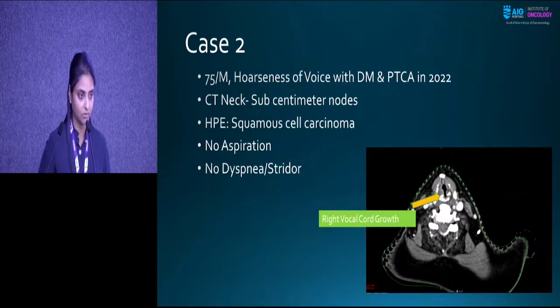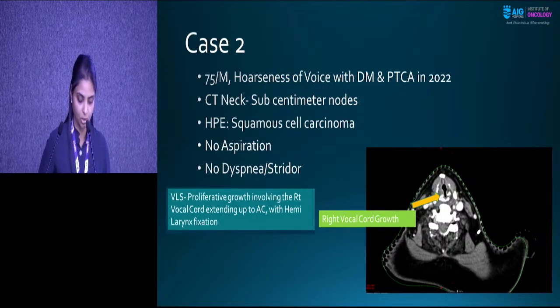So basically, we were very excited. It was a T1 laryngeal tumor as per the VLS findings, but somehow we got a bit suspicious, and we got a repeat VLS examination done in our hospital. These were the findings of the VLS. There is a proliferative growth involving the right vocal cord, again extending up to the anterior commissure with hemilarynx fixation. So all of a sudden there is quite a change in the staging of this patient. From the clinical stage T1A, it has jumped to stage T3 N0, because of the hemilaryngeal fixation.